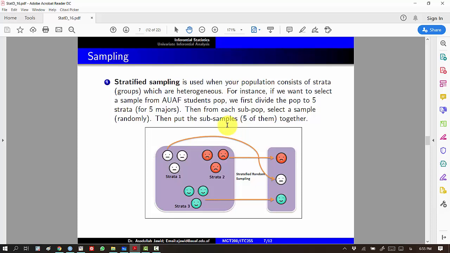How do we select subsamples from the subpopulations? This is done by simple random or systematic random sampling. You can see in this graph, we have a population with 3 strata: first strata or first group, second strata, second group, third strata, third group. Then what we have done is we have selected a subsample from each of these strata, and then we have put together all those subsamples to get our final sample.